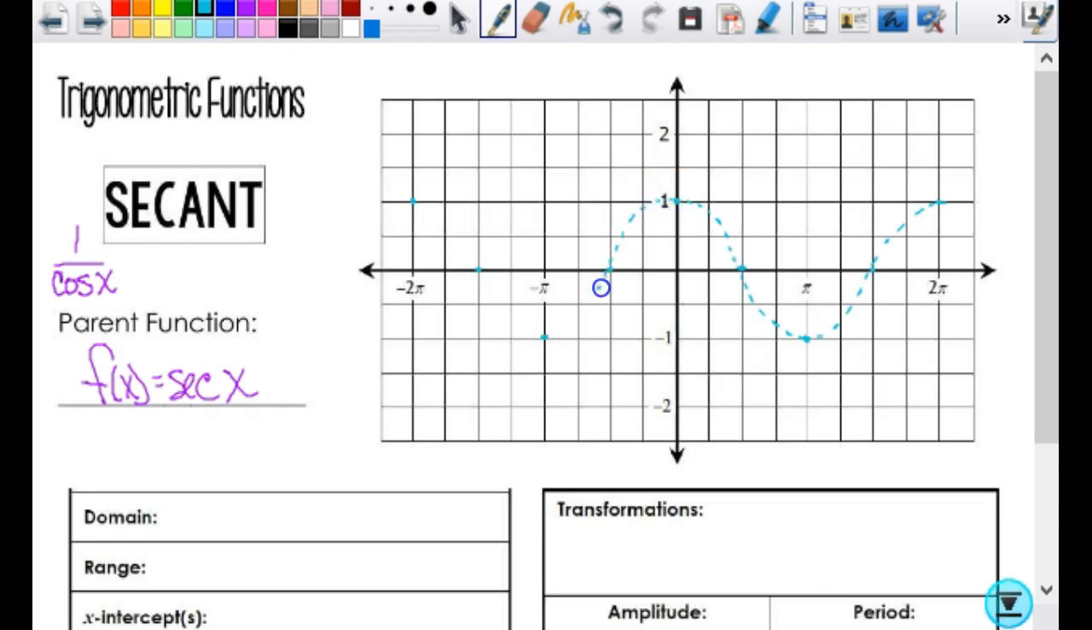And then lightly sketch this. There we go. Same kind of thing here. We're going to take the reciprocal of cosine. So at 0, the reciprocal of 0 is undefined. Here's a 0. It's undefined. This one's undefined. The reciprocal of negative 1 is negative 1. Of 1 is 1. Negative 1, negative 1. 1, 1. This one over here.